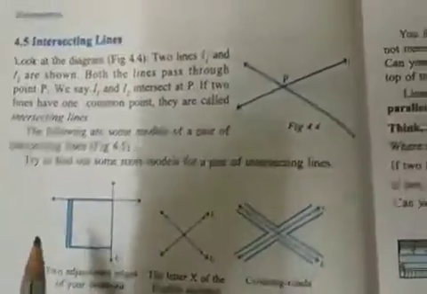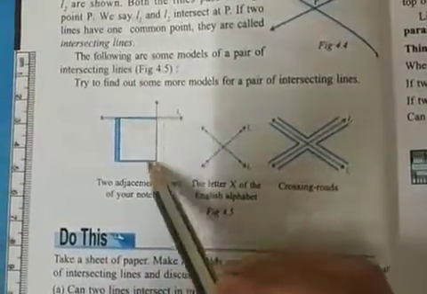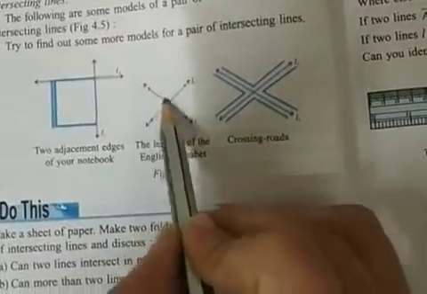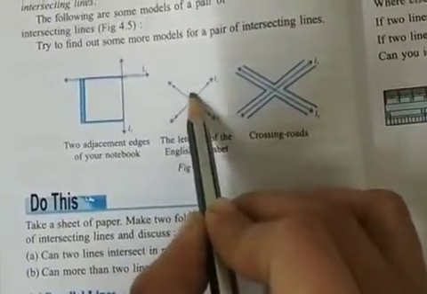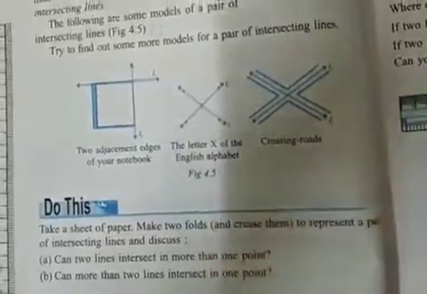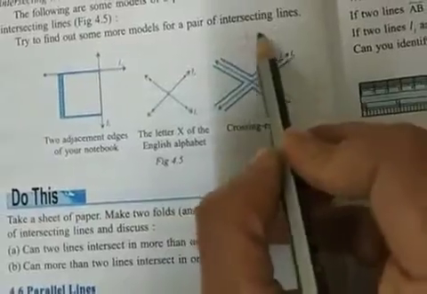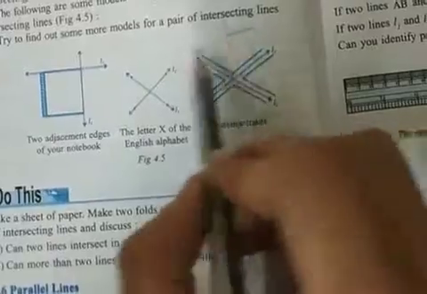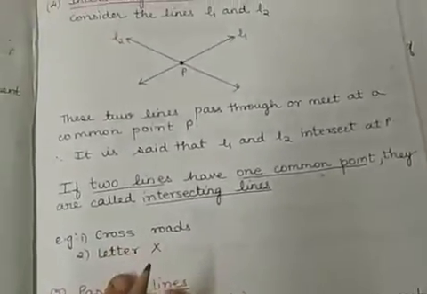Some examples of intersecting lines are, if you have a notebook, the adjacent edges of the notebook, they will cross over at a common point. If you see the letter X in the English alphabet, the lines meet at this point, correct? They cross each other at this point. Also the crossroads that you see have a common point where they meet, they intersect at this point. So these are all examples of intersecting lines.